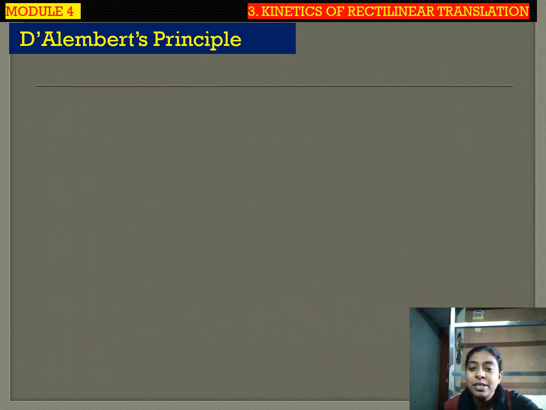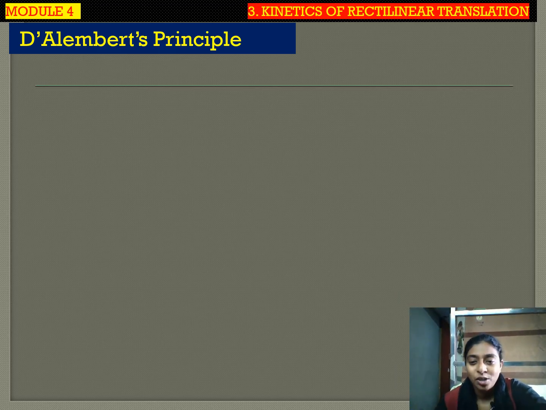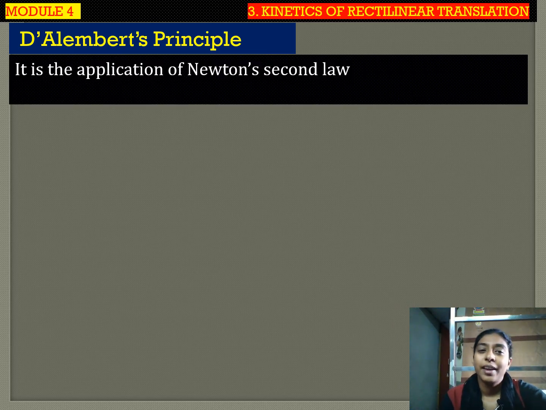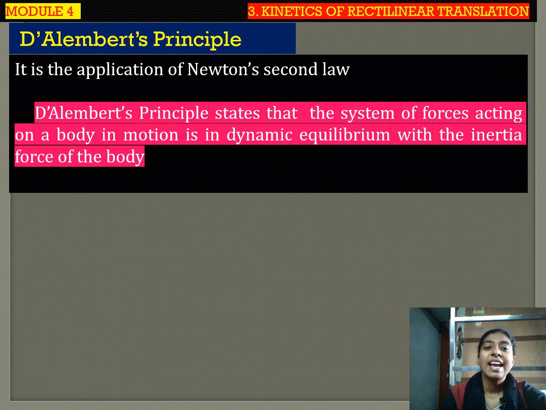Now, D'Alembert's principle. This is an extension or an application of Newton's second law of motion. D'Alembert's principle is the application of Newton's second law, and it states that the system of forces acting on a body in motion is in dynamic equilibrium with the inertia force of the body.